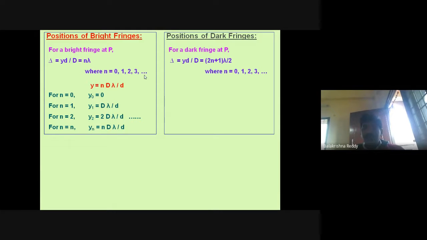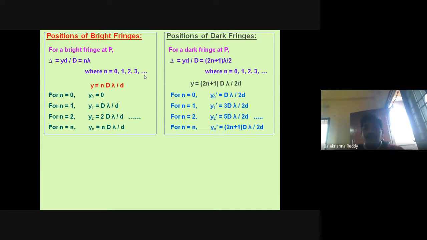Position of the fringes from the central, dark fringe wherever it forms, like down or up. Y equal to what we can write? Y = (2n+1) D lambda by 2d. We know that small d is the distance between the two slits, capital D is the distance between the slit and the screen. Now, if you substitute n equal to 0, y0 equals D lambda by 2d.